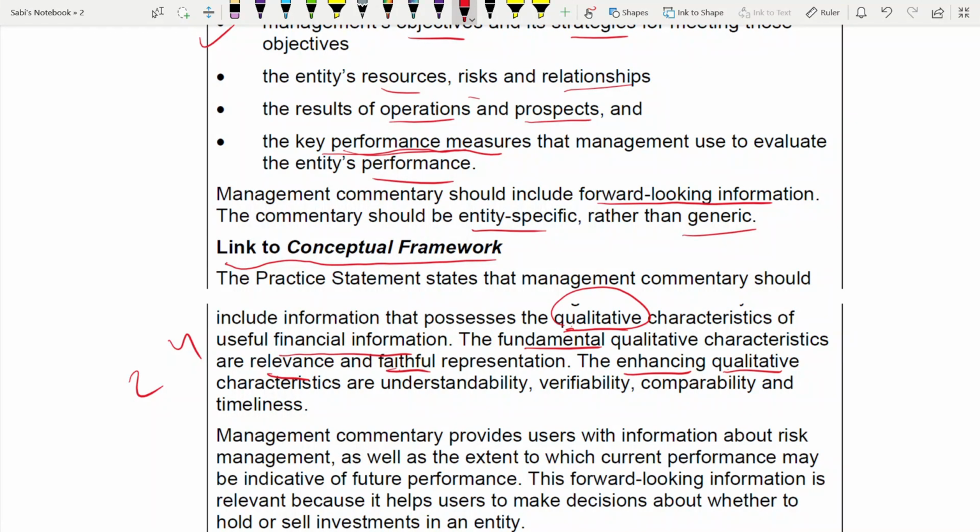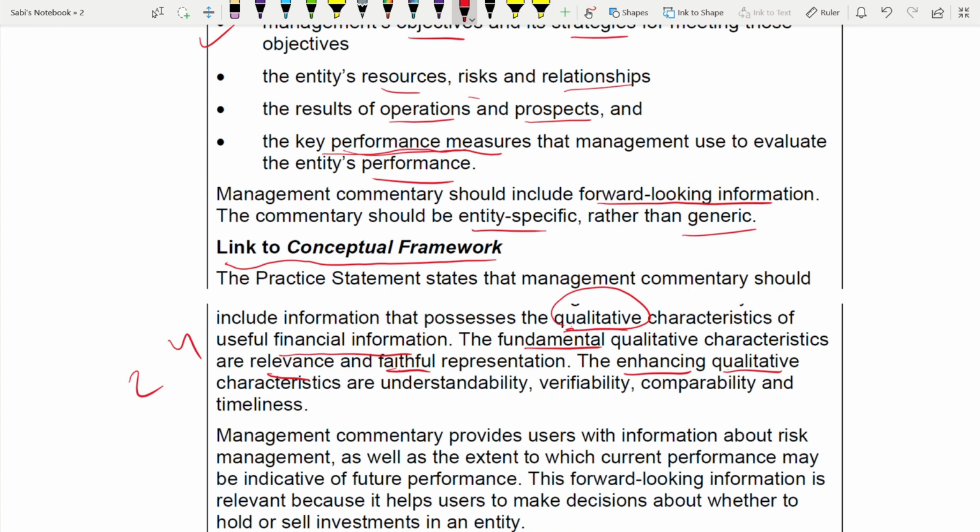Okay. So the 4 enhancing, it enhances it more. Fundamental means it has to be there. Whether it's enhancing or not comes later. When something is not fundamental, the thing is not satisfied. If it's not relevant or faithful representation, then no matter whether it is understandable, verifiable, comparable, timely, it will not satisfy the need. First, the fundamental thing has to be there. You first have to check whether it is relevant and faithfully represented or not. After these two are satisfied, then you will look for the other 4 enhancing. It enhances it more. Okay.